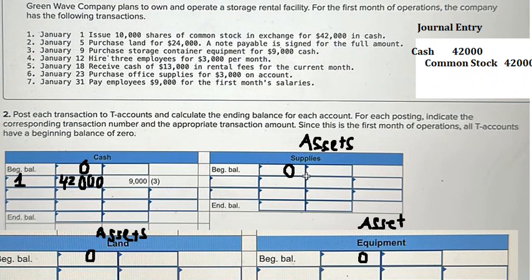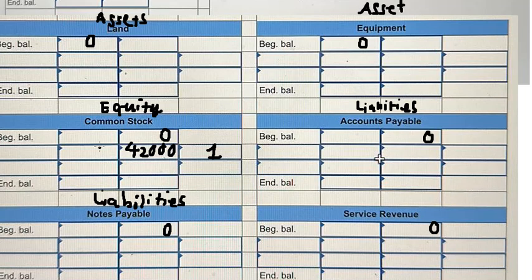Now let's go to number 2. We purchased the land for 24,000. This is about notes payable. So in this one, we have the land, but we don't have enough money, so we use notes payable. We have 24,000. About land, that is debit. We go to the land here and we put 24,000 in here. That is for number 2. And notes payable, that is about this one. We have 24,000. We put this one in here. That is about number 2.